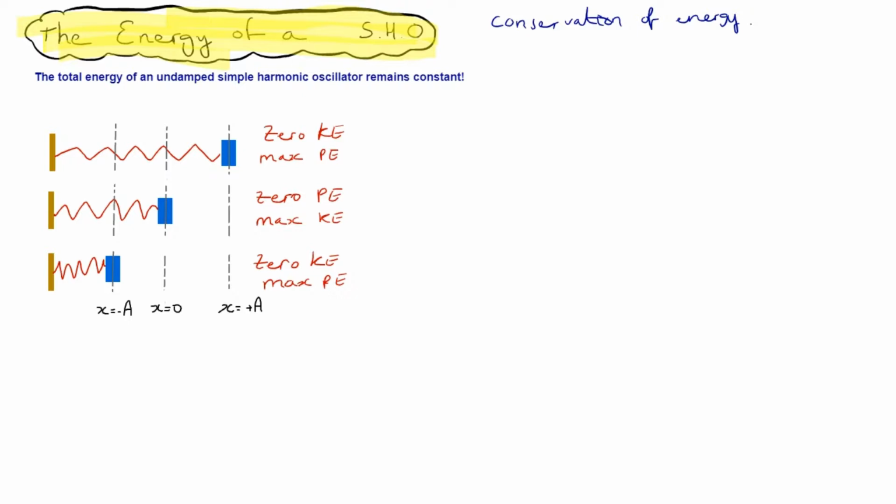Let's see what a graph of energy will look like. Energy against displacement. So how does the energy vary through the oscillation? Well, we already know that the total energy remains constant if it's undamped. So I can actually just do a straight, horizontal line, bang. As simple as that for total energy.